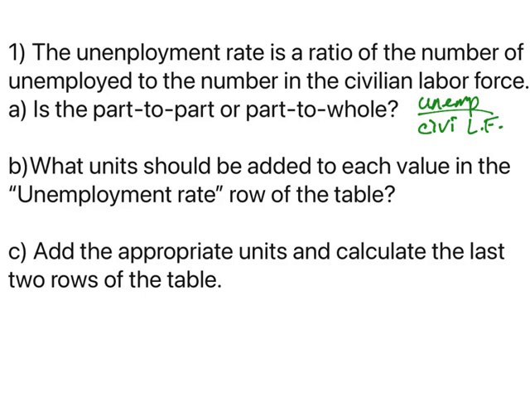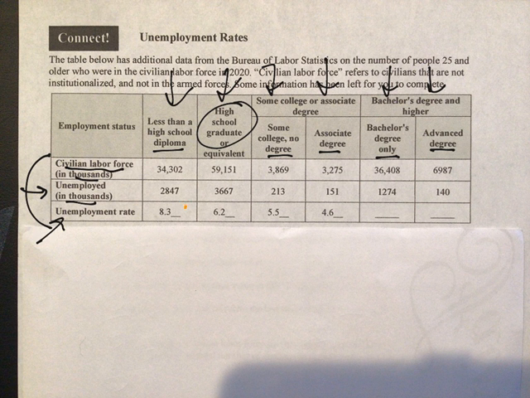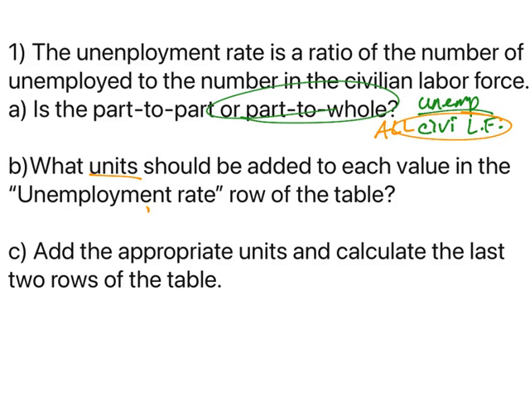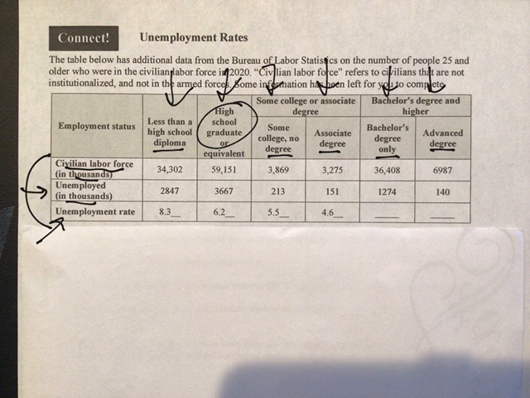So is this part to part or part to whole? And the answer is part to whole, because this denominator is all people in the civilian labor force for that particular group. So therefore, the units that should be in this last row, we need to add a percent to that because it's the unemployment rate. And if we have part to whole, we can write it as a percent. So let's go ahead and do that. We're going to add the units and calculate the last ones. So for the first ones where they're already giving us the numbers, we're going to add in the percentages. Now let's calculate the last two.